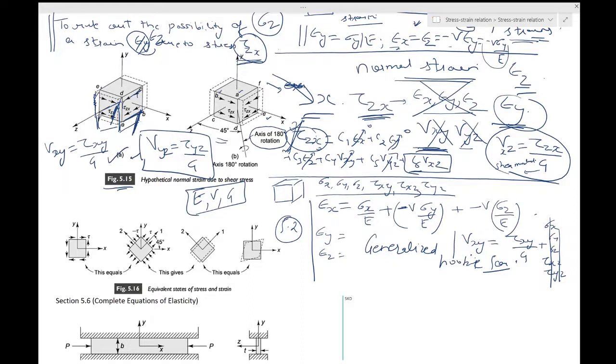So do note that we have written the generalized Hooke's law, which is equation 5.2, in terms of these 3 constants. This is a note which you should be able to make.